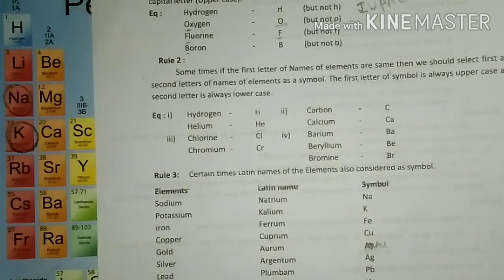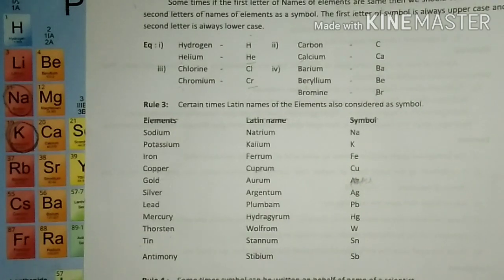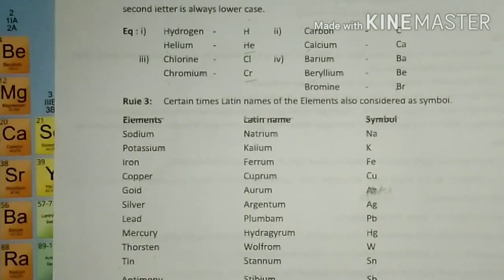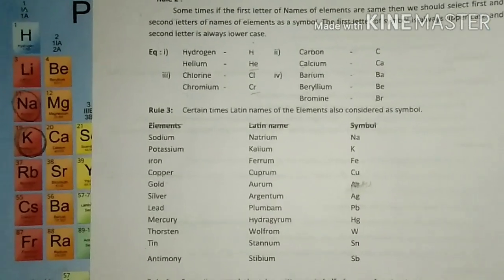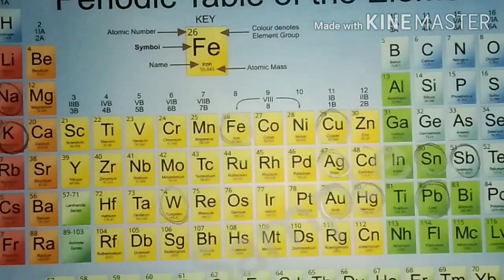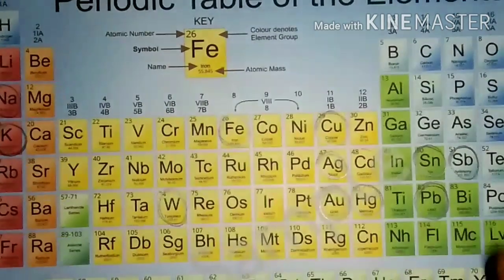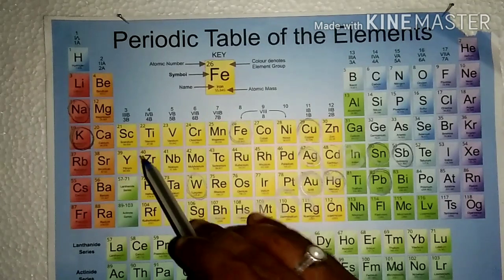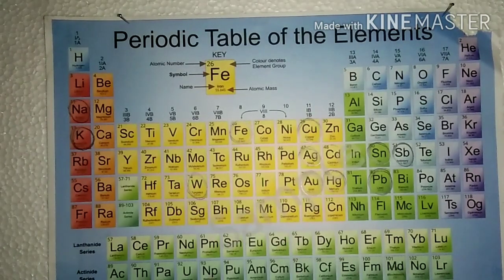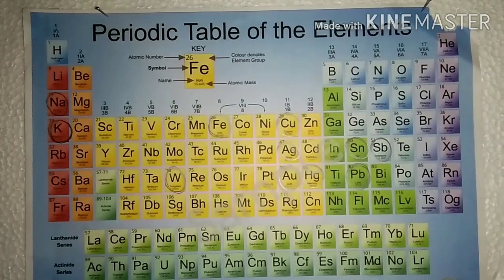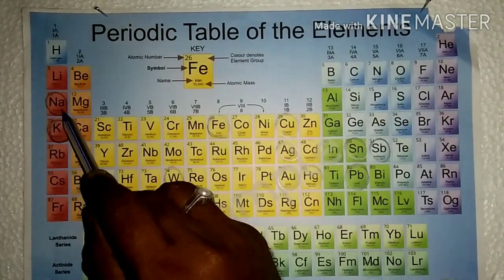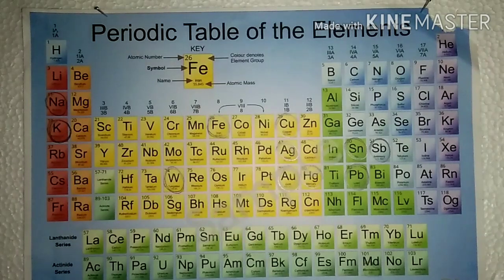Why? Because English generally came from Latin. So in chemistry, we can observe a large number of Latin words. For that, it is compulsory that we know the symbols of the Latin names. What are those symbols of Latin names that we may see? First, sodium, Na. The Latin name of sodium is natrium, so Na is used.